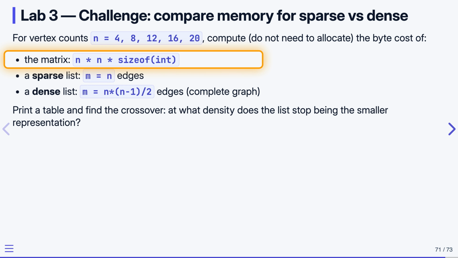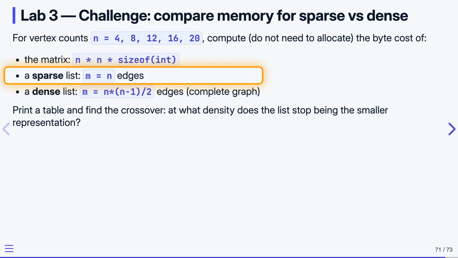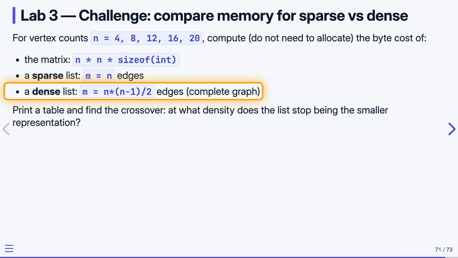The matrix cost is n times n times size of int. Every possible pair gets a cell. For a sparse list, use m equal to n edges. That is roughly one edge per vertex. For a dense list, use m equal to n times n minus 1 over 2 edges. That is a complete graph where every pair is connected.